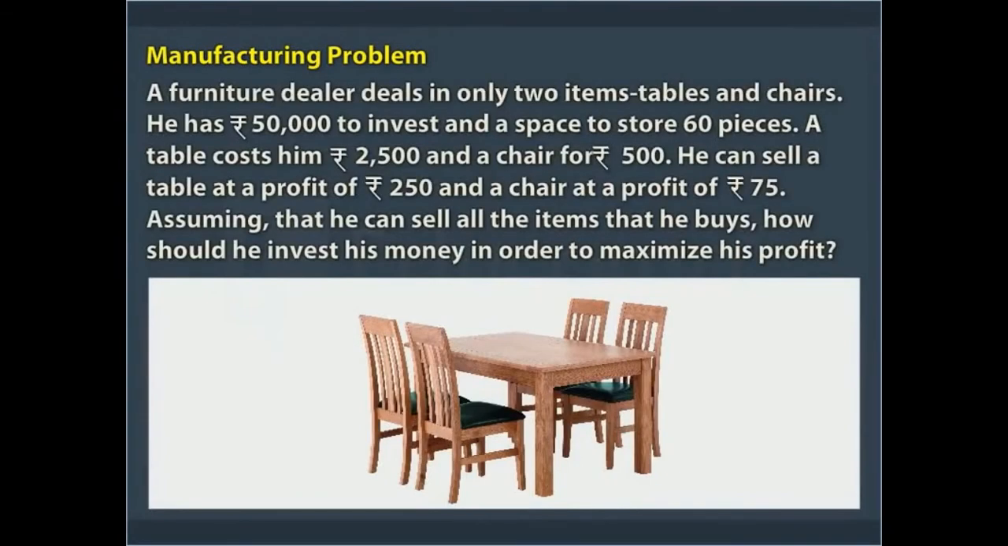Let us look at a manufacturing problem. A furniture dealer deals in only two items, tables and chairs. He has 50,000 rupees to invest and a space to store 60 pieces. A table costs him 2,500 rupees and a chair 500 rupees. He can sell a table at a profit of 250 rupees and a chair at a profit of 75 rupees. Assuming that he can sell all the items that he buys, how should he invest his money in order to maximize his profit?